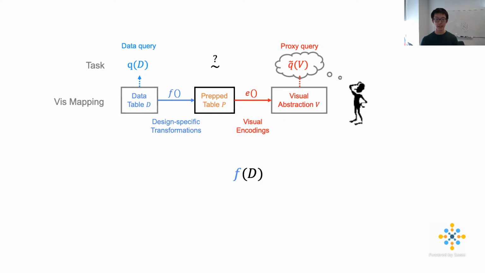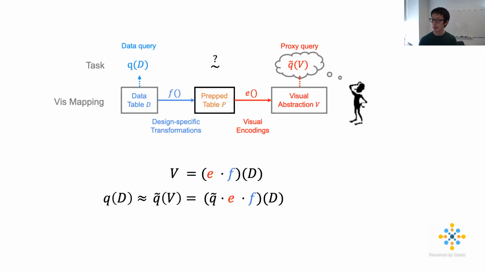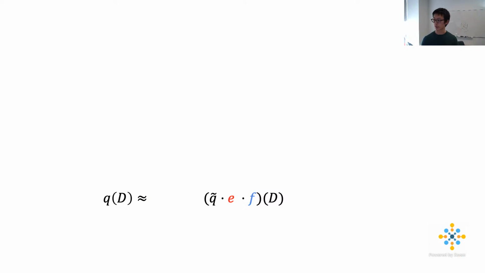Now, if we look at this diagram and we write it out as a formula, we might first apply the design-specific transformations F to D, and then we compose it with the visual encoding, and this gives us the visual abstraction V. And the proxy query Q tilde is simply another composition of a function, right? And we hope that its result is going to be similar to the base query over D. And so now let's study this equation. Well, one thing we can do is remove the encoding, right? We can fold it into F because it's just another transformation.